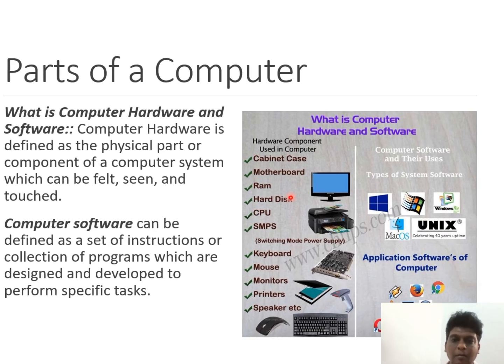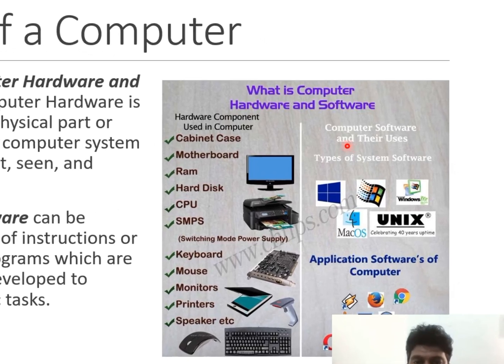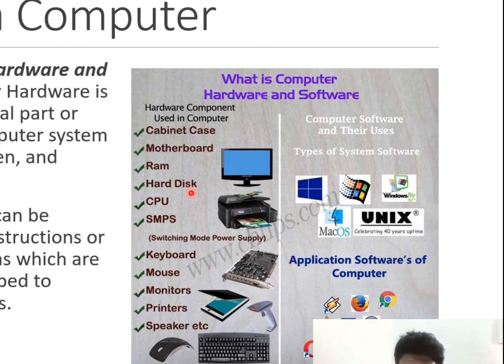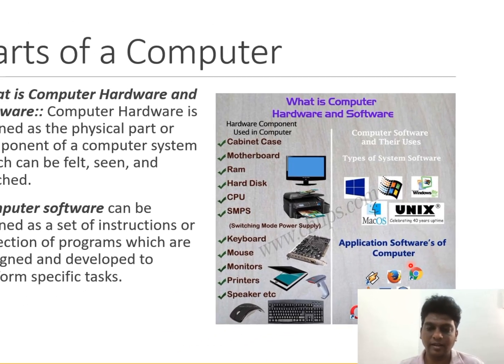A simple difference between computer hardware and software. Mainly the cabinet case, motherboard, RAM, hard disk, CPU and SMPS, keyboard, mouse, monitors, printer, and speakers are the hardware components. The software components involved are mainly the OS, whatever type of OS we are using, media players, various browsers, and networking tools.